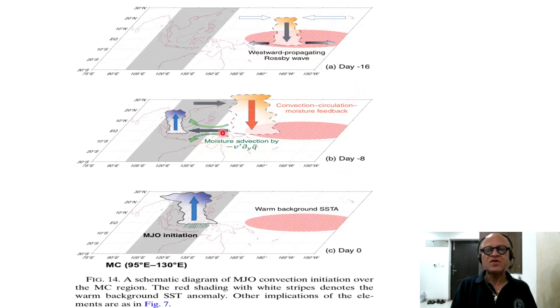By day minus 8, you have more of a Rossby wave anticyclone, which is advecting moisture into the genesis region over the maritime continent. Here, instead of u prime dq/dx, you have the v prime dq bar/dy term, so it's the meridional advection of the background moisture that's the key process in the MJO initiation over the maritime continent, and it propagates eastward, and at day 0 there is very strong MJO initiation with strong moisture convection feedback happening, and the warm background SSTA has somewhat reduced, and now the MJO can move eastward onto the West Pacific.